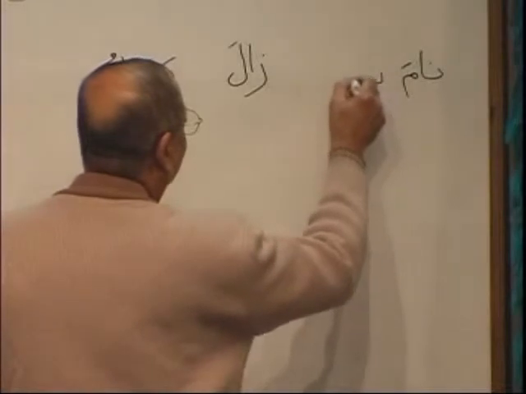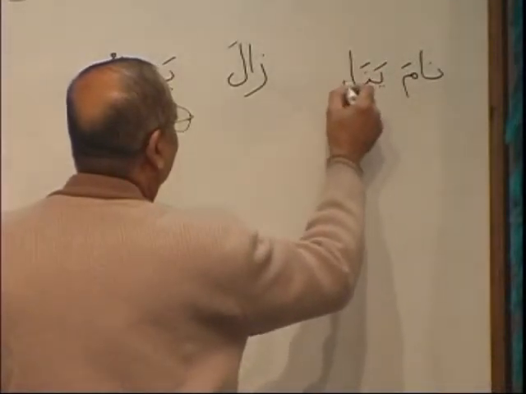What is it? Nama. What is the mudari? Yanamu. Again, I'm in trouble. I cannot see any waw or ya. So what shall I do? Somewhere that ya or waw has to come out. So nama, what is the meaning of nama? He slept. Yanamu, he is sleeping.